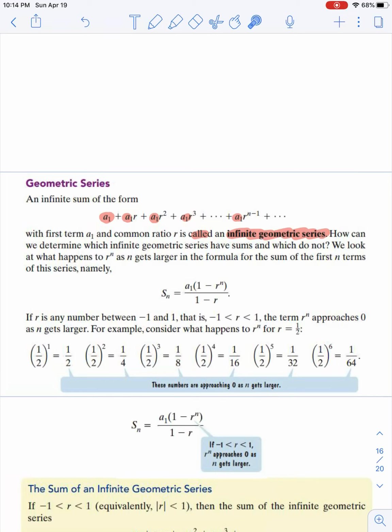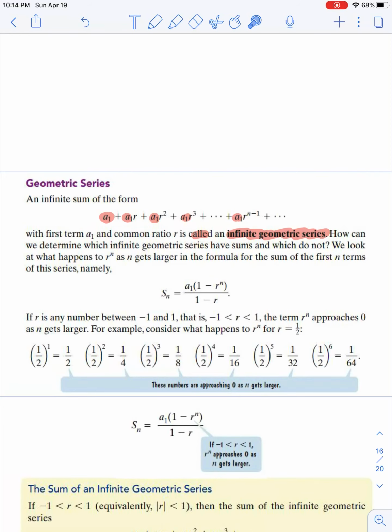If r is any number between -1 and 1, the term r to the power of n approaches 0 as n gets larger. For example, consider what happens to r to the power of n where r is 1/2. If we have a ratio that is smaller than 1 or greater than -1, it's going to be a fraction. 1/2 to the power of 1 is 1/2, to the power of 2 is 1/4, to the power of 3 is 1/8, to the power of 4 is 1/16, and this number keeps getting smaller. So if I take 1/2 plus 1/4 plus 1/8 plus 1/16 plus 1/32, and so on, those numbers are getting very small as we go.